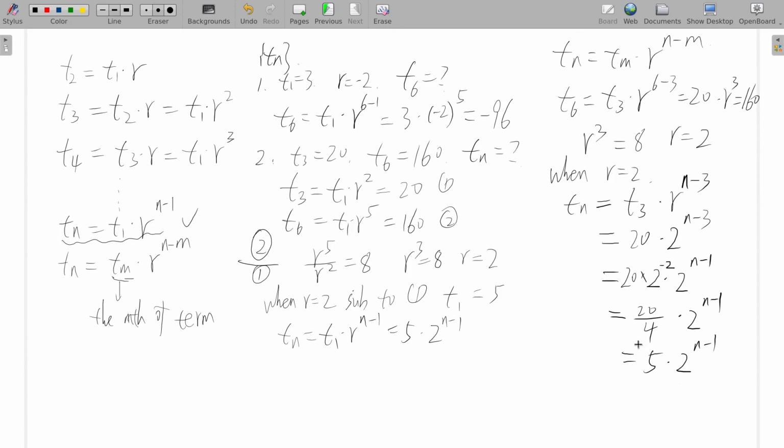That's it. Today we only talk about the definition of the geometric sequence and the general term of the geometric sequence.